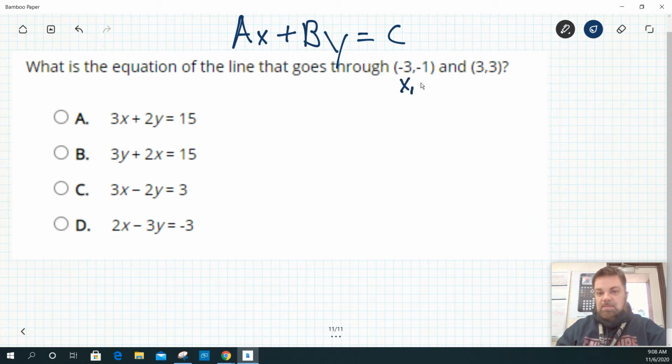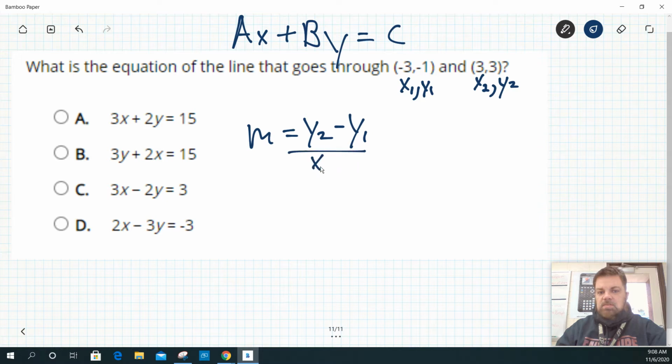So I'm going to label this as x sub 1, y sub 1, and then x sub 2, y sub 2. Because remember that the slope is y sub 2 minus y sub 1 all over x sub 2 minus x sub 1. So y sub 2 is my second y, which is 3. The formula calls for a minus sign, minus y sub 1, which is actually negative 1. I'm going to write it that way on purpose because then it reminds me to add instead of subtract.